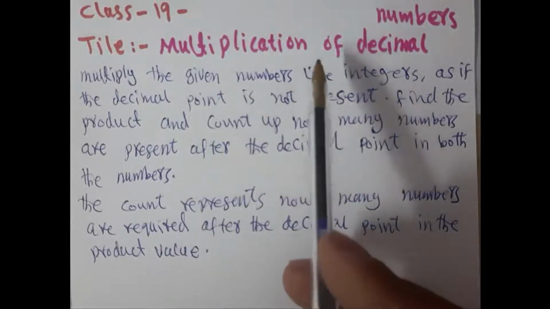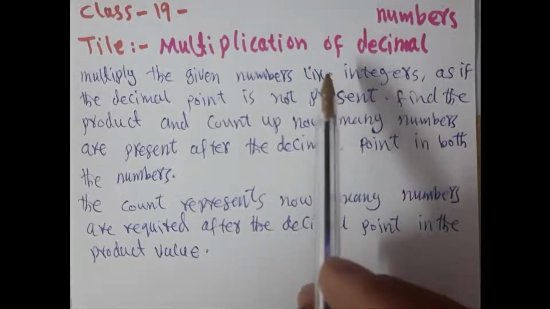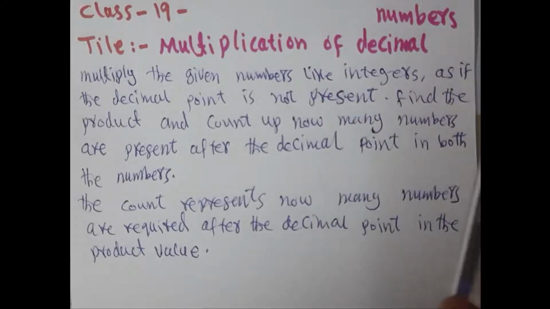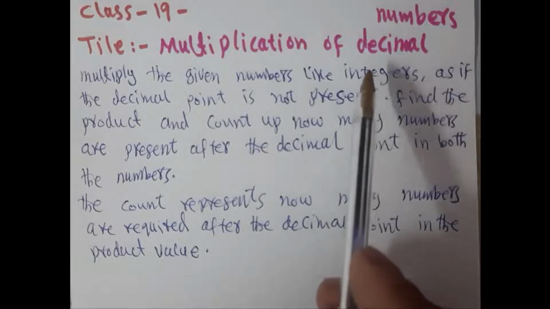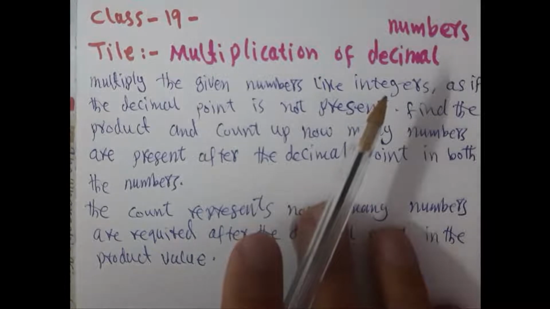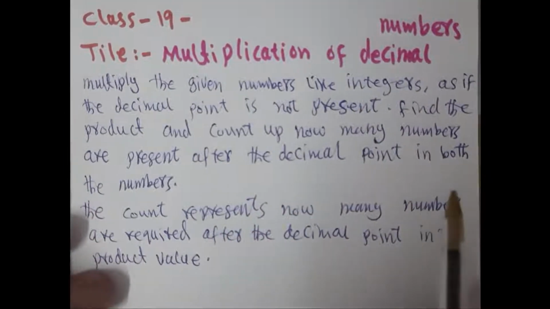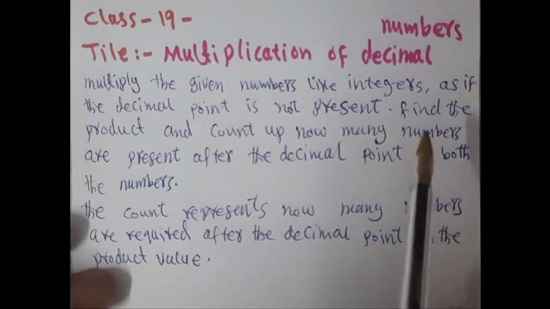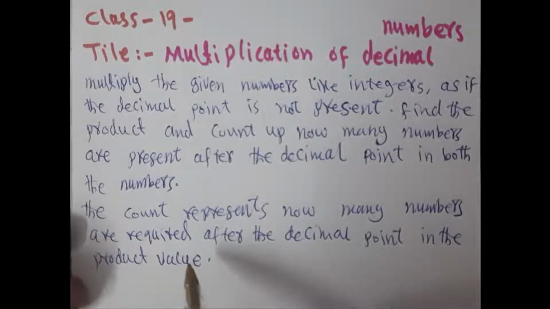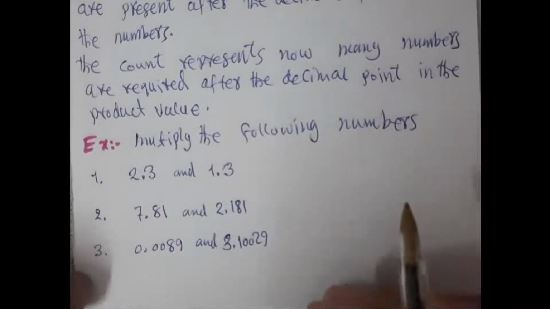For multiplication of two decimal numbers, first we multiply both numbers without the decimal point. Then we count the numbers after the decimal point. Then we separate these numbers from the product of these two numbers. Here are some examples. Here are three examples.